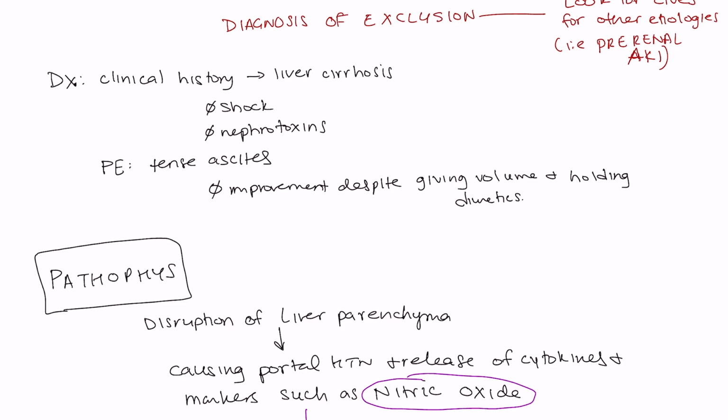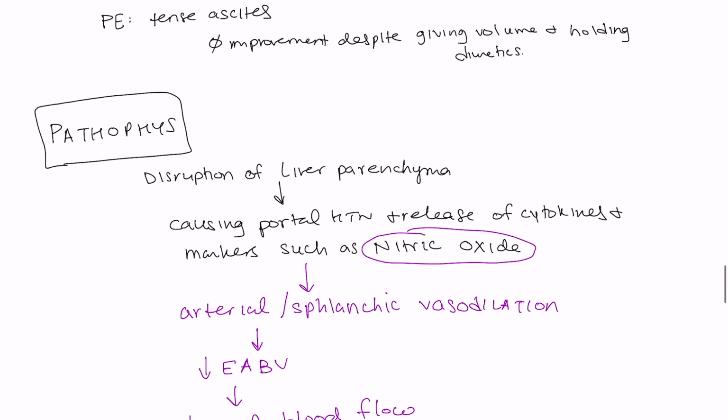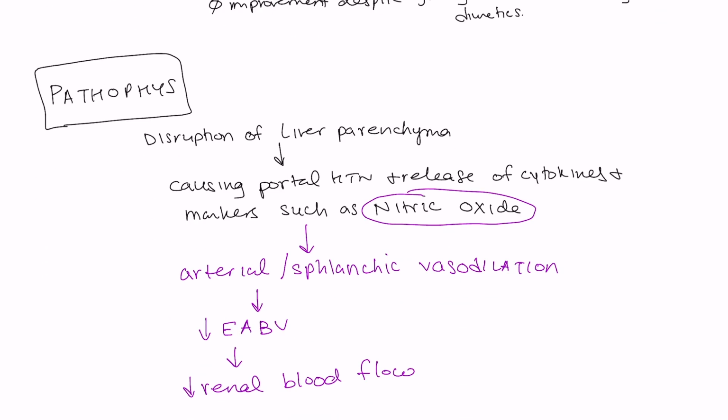Now, how do we end up with HRS? What's the underlying pathophysiology? There's a disruption in the liver parenchyma, and fibrosis ensues due to the liver cirrhosis, which causes portal hypertension to develop. In doing so, there's a release of cytokines and markers such as nitric oxide. This nitric oxide is important because it leads to an arterial and splanchnic vasodilation.